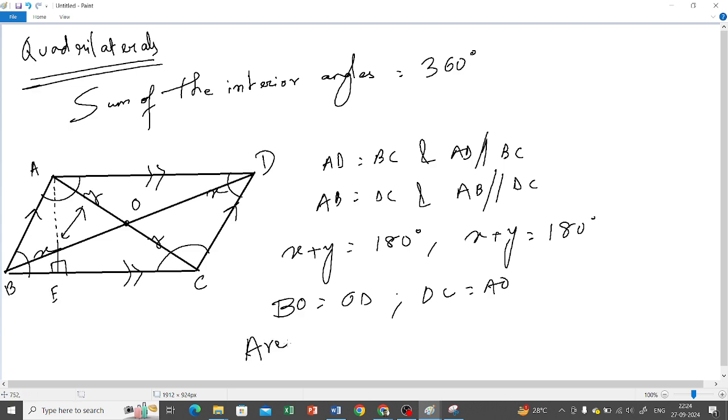Area of a parallelogram is base into height. Base into height, that is AE into BC. Understood or not?